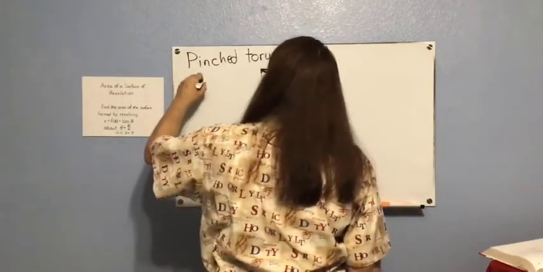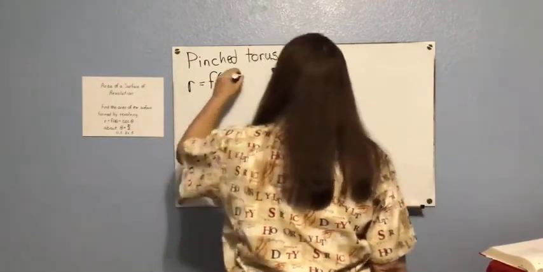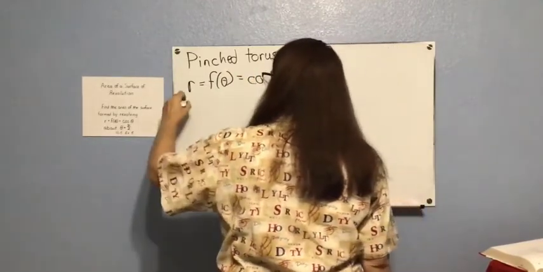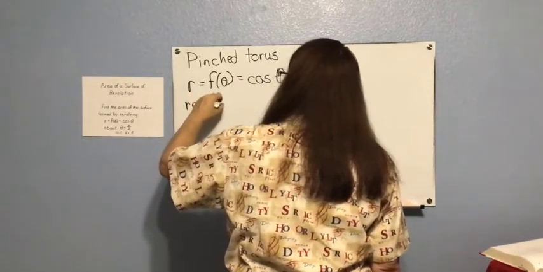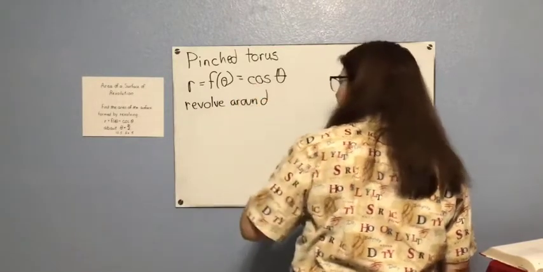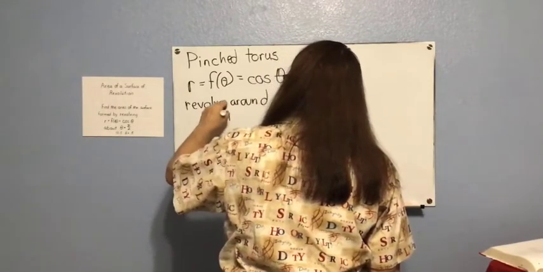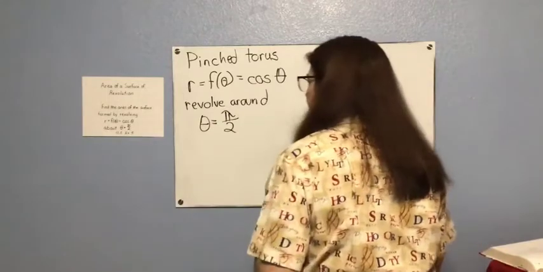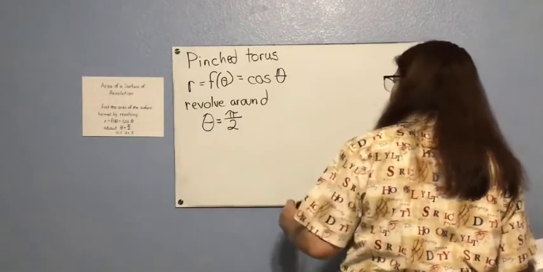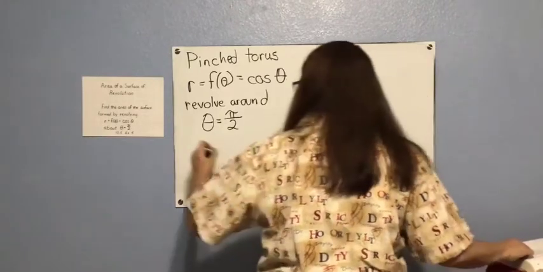So here's our equation. R is equal to f of theta, which is equal to cosine theta, and we're going to revolve around theta equals pi over 2, which looks an awful lot like the y-axis. Okay, we're going to rotate around the polar axis, this pi over 2. So our equation looks like this.